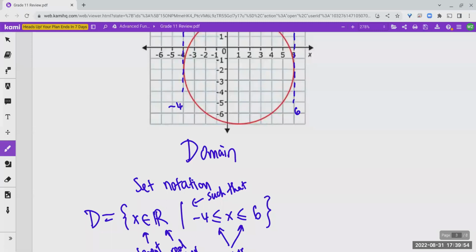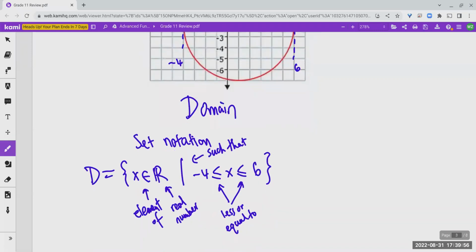Okay, so that's how you use set notation for the domain. Let's see what I mean. It's like a language. All of these little symbols have a meaning. If you want to read this out loud, it says the domain is x is an element of all the real numbers such that x is between -4 and 6 inclusive. Yeah, that's what it means.